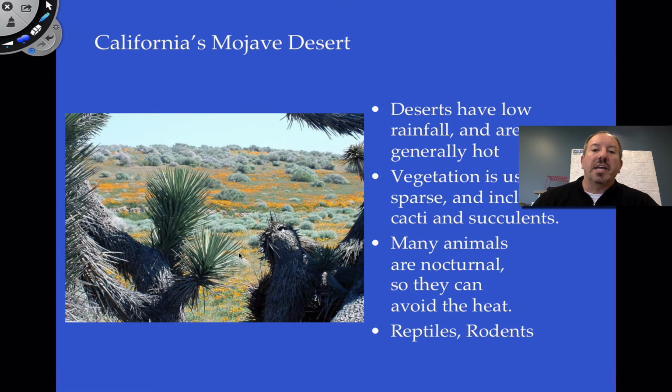And so you get a lot of reptiles inhabiting the desert, because reptiles are cold-blooded, which means they can rely on the heat to increase their metabolism, and then they can be a little bit more active as a result of that. They don't have to expend too much energy.